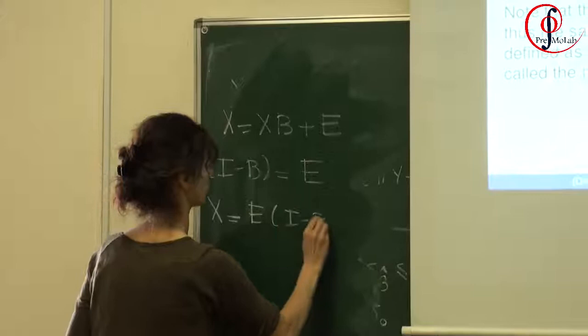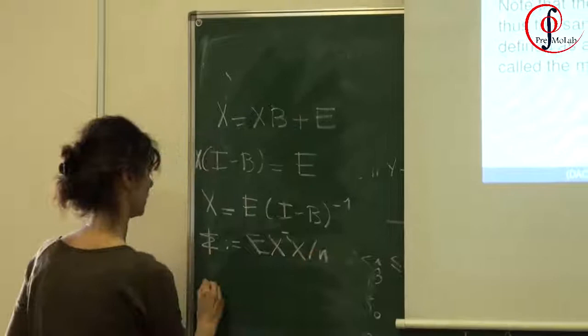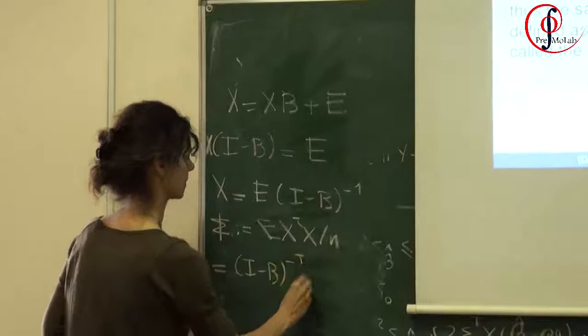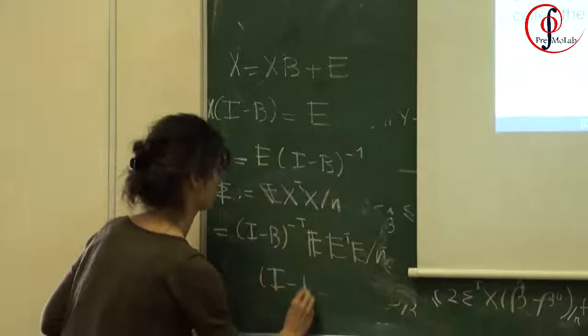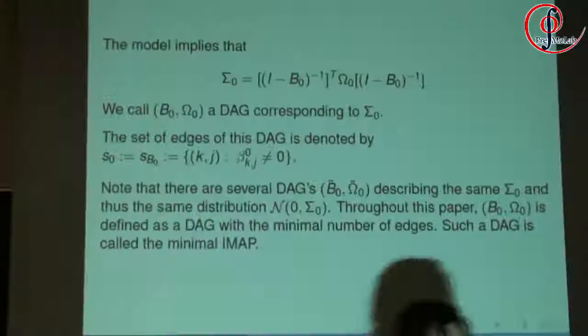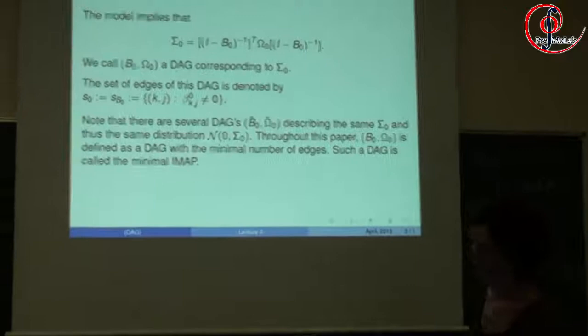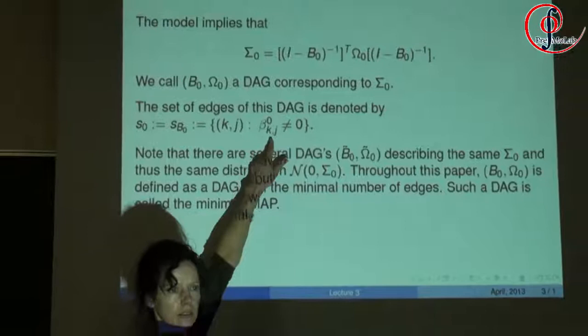So the covariance matrix, that's the expectation of X transpose X divided by n, and then you get the expectation of the errors times that, and this I call omega. So it's just a way to parameterize the covariance matrix. The set of edges is the number of non-zero betas. Now you can write a covariance matrix in that form.